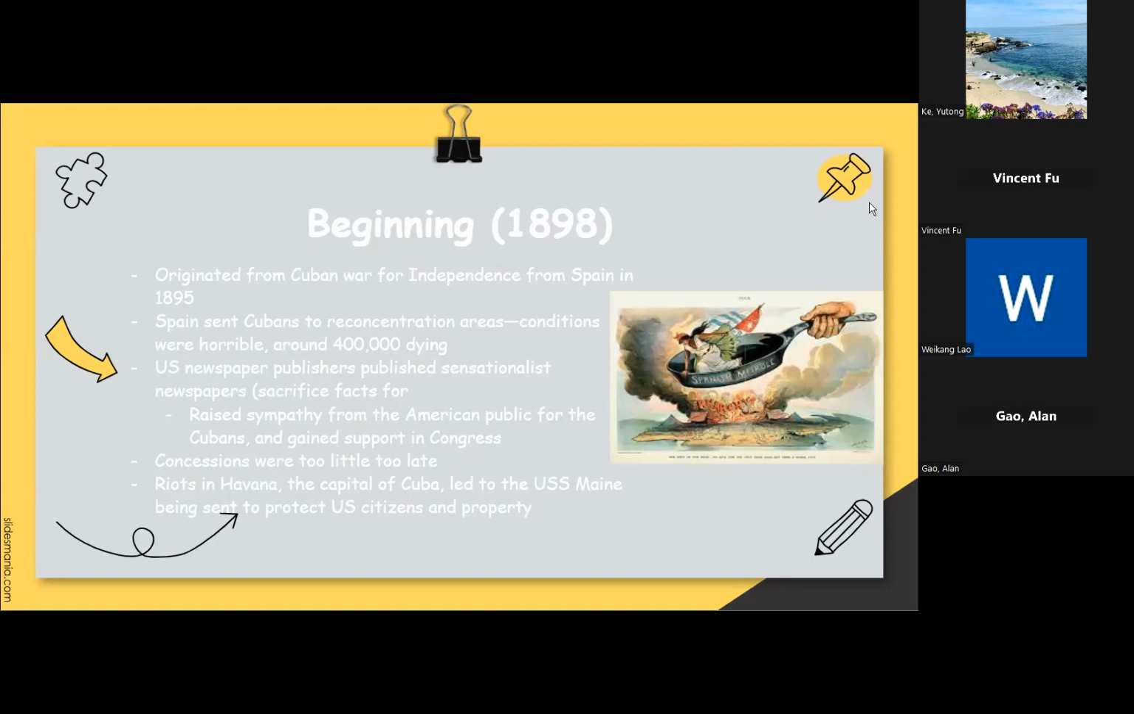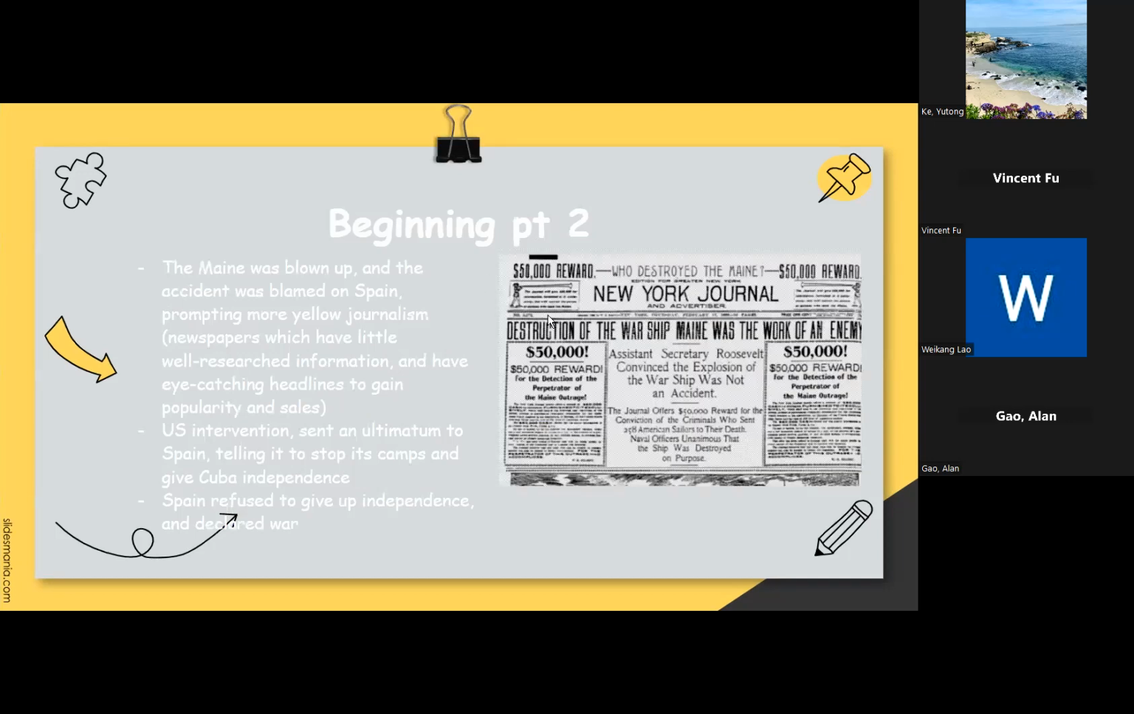The concessions were too little too late, and riots in Havana, the capital of Cuba, led to the USS Maine being sent to protect US citizens and property that was in Cuba. So then the Maine was blown up at its dock, and it was blamed on Spain. Now in the present day, we know that wasn't actually Spain. It was probably just some malfunction.